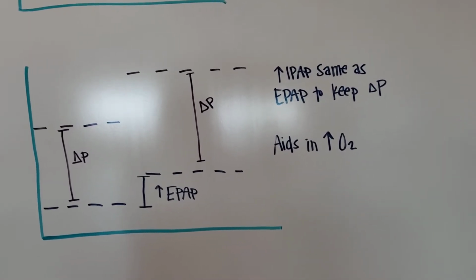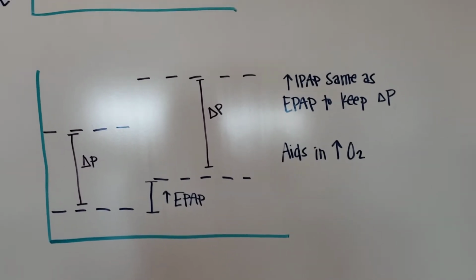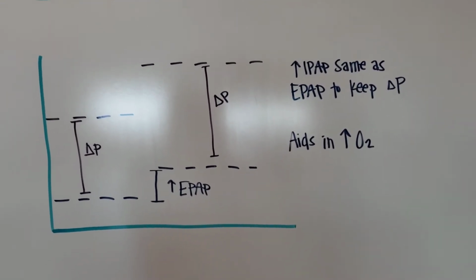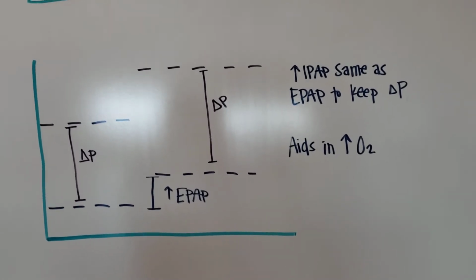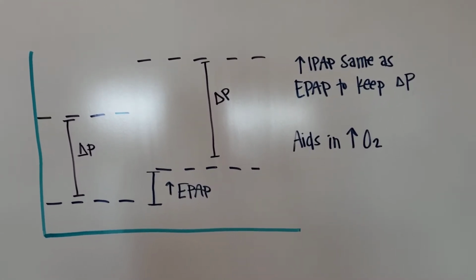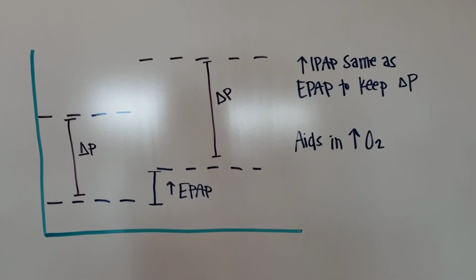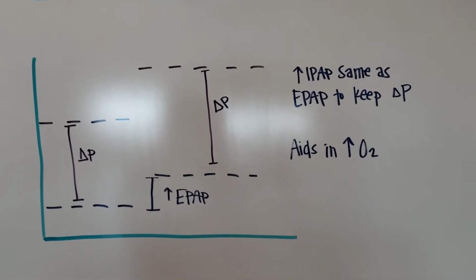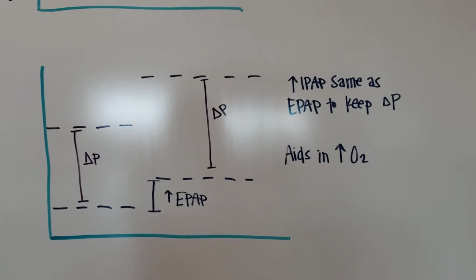Let's say the IPAP originally was 10. But I'm happy with the volumes and the ventilation that's occurring. I would increase that IPAP of 10 to an IPAP of 12 so that I could maintain the same ventilation but improve my oxygenation.